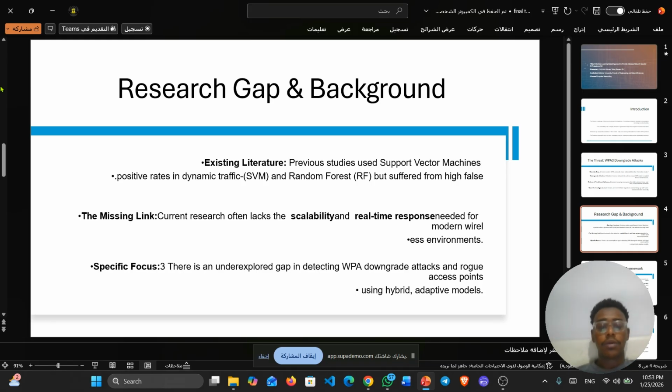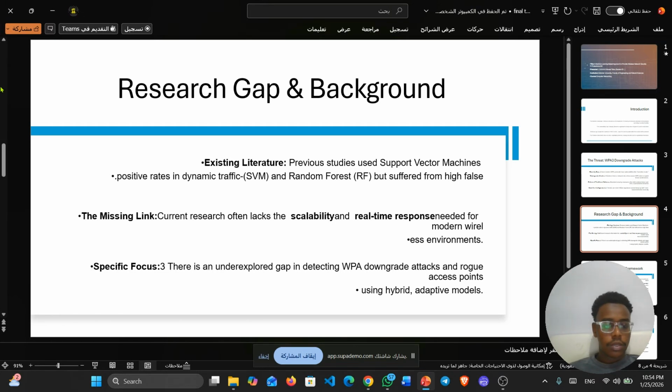When I look into the background of this topic, I found a significant research gap. Most existing security systems use static signatures, basically a list of known bad behavior, but hackers are creative. They change their patterns constantly. Traditional systems also struggle with false positives in crowded areas like airports or universities where there is a lot of noise. In my analysis, I found that we need a system that doesn't just look for known threats, but one that actually learns what normal traffic looks like, so it can spot even the smallest anomalies in real time.